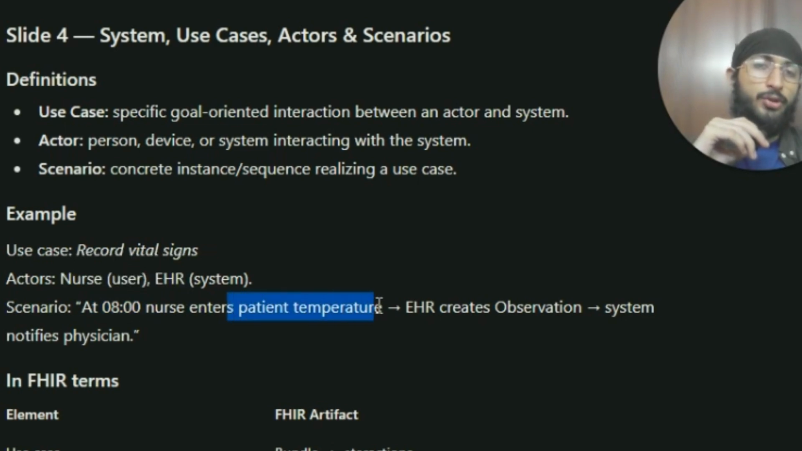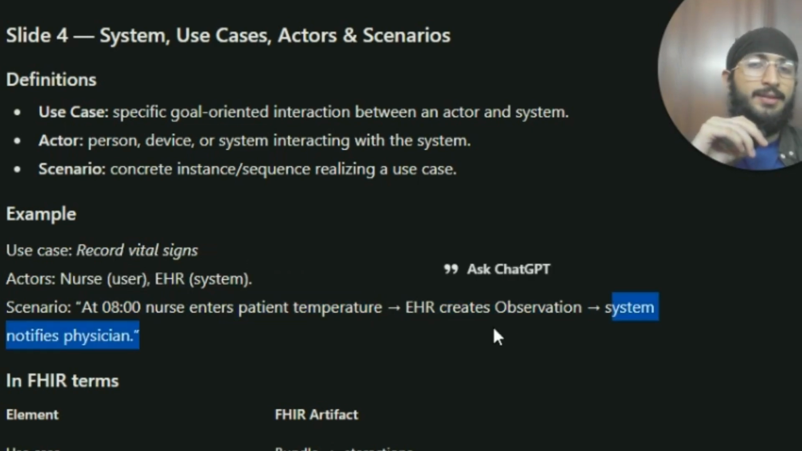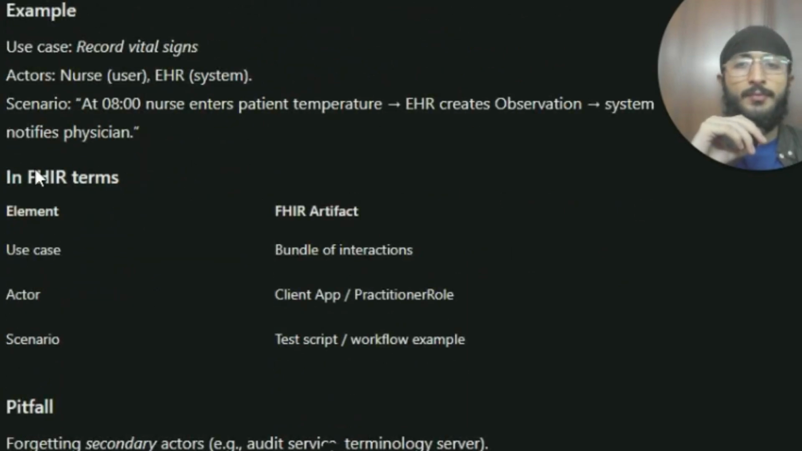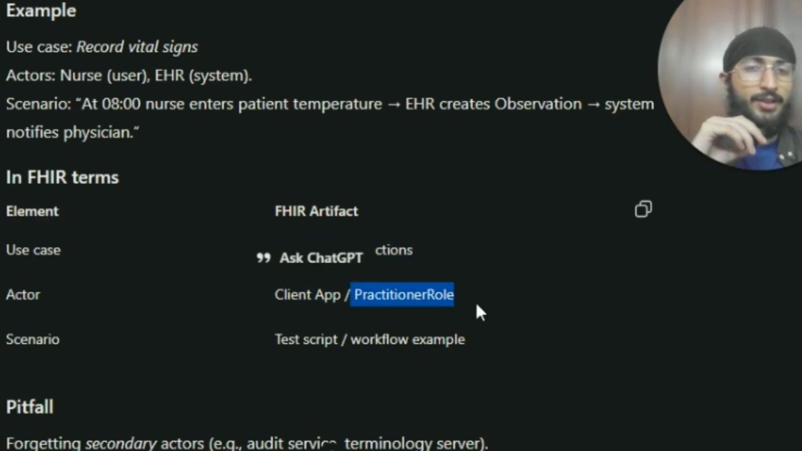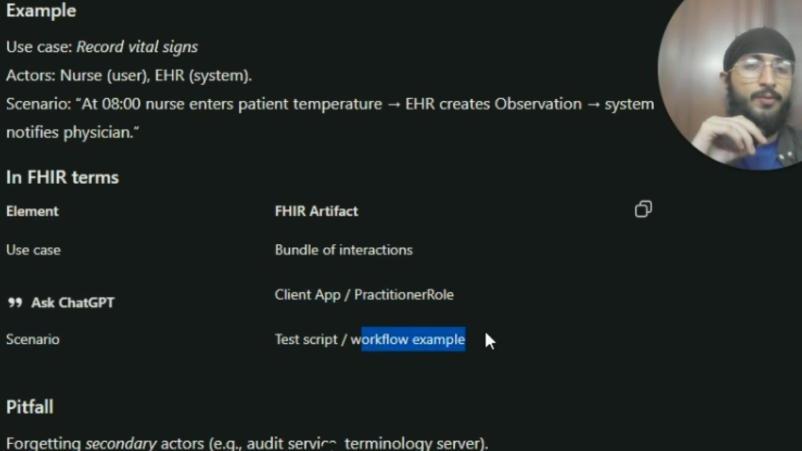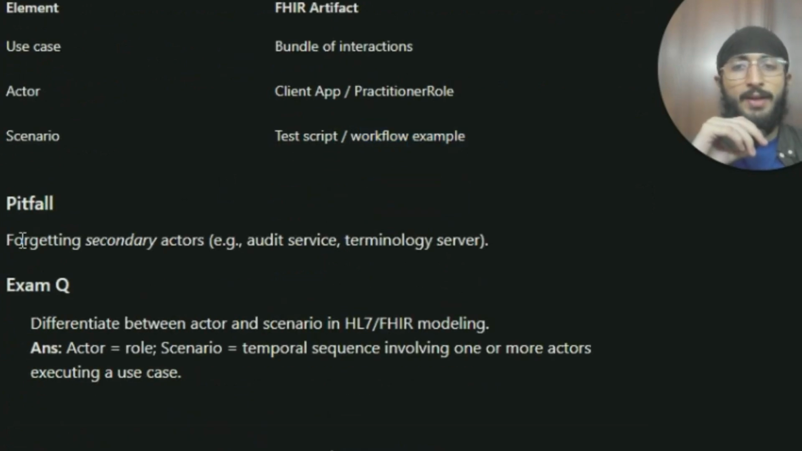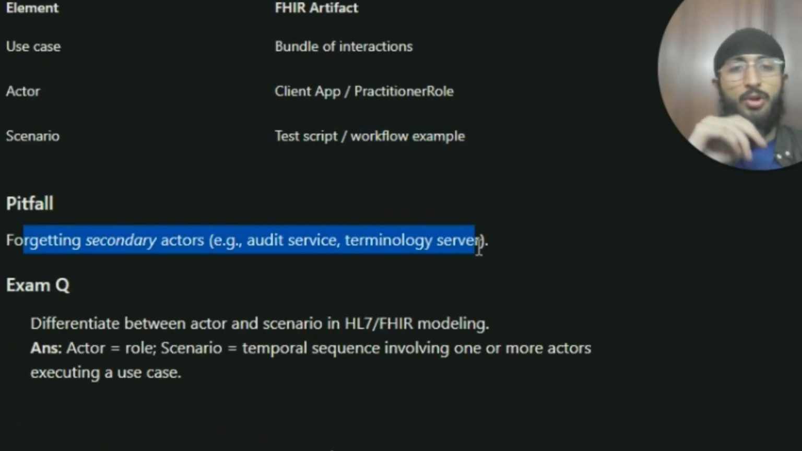Nurse enters patient temperature, then EHR creates an observation, and then the system notifies the physician. Right. So in FHIR terms, we have these three elements. First is use case, which is a bundle of interactions. Then we have the actor, the client app, or the practitioner role, and the scenario, that is test script or workflow example. Pitfall: forgetting secondary actors, for example, audit service or terminology server.